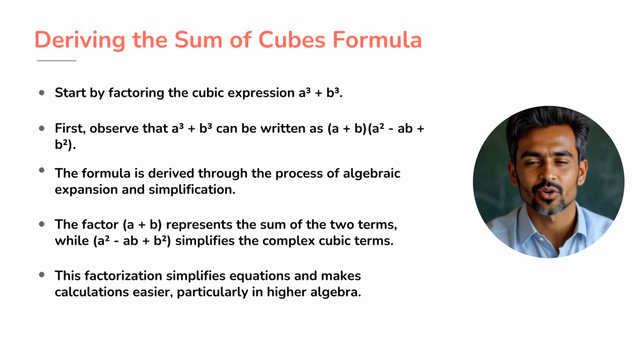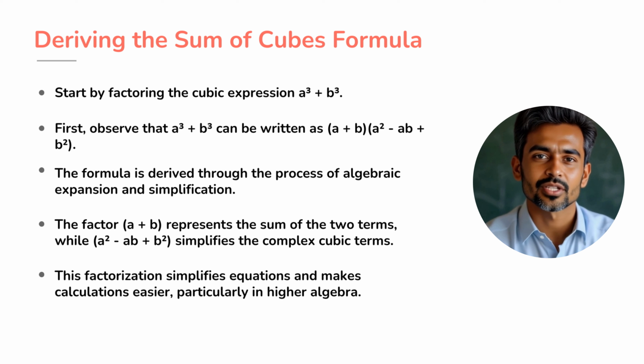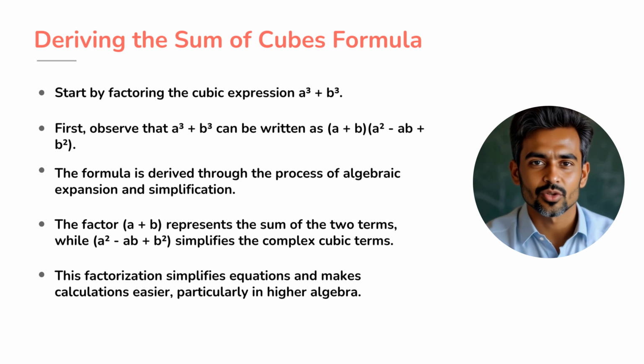Let's now focus on how we arrive at these formulas. First, let's look at the sum of cubes, a cubed plus b cubed. By using algebraic expansion and simplification, we find that the sum of cubes can be factored into a plus b times a squared minus a times b plus b squared. This is not just a random result, it follows from how cubes of terms behave when expanded.